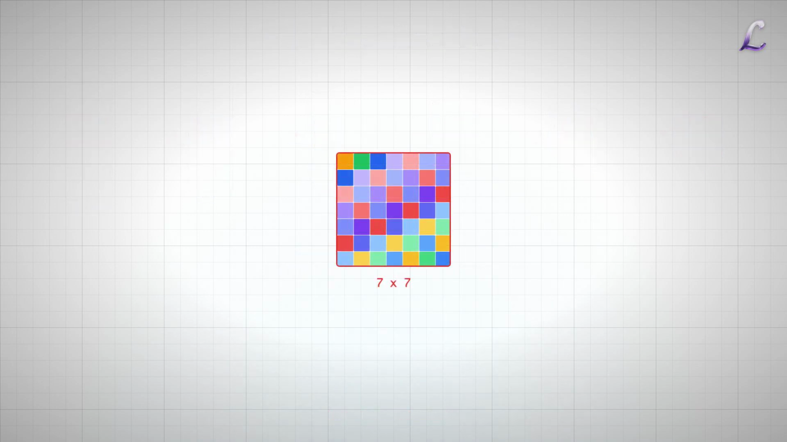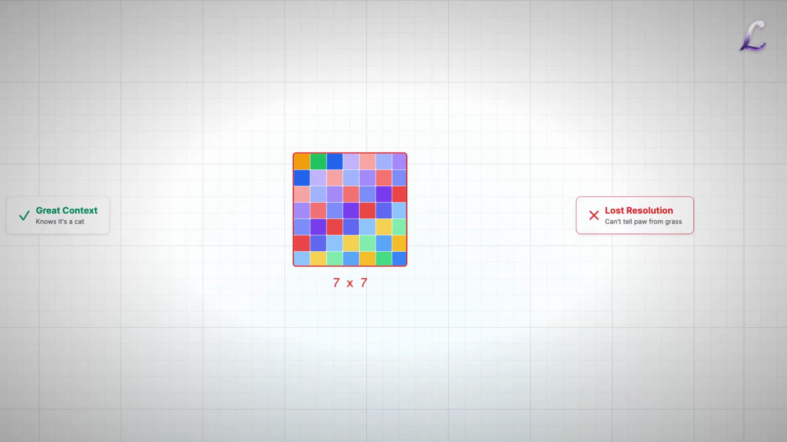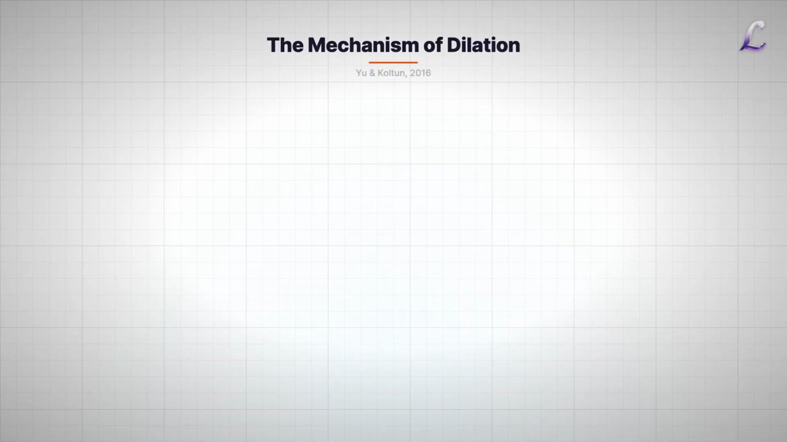Previous attempts tried to fix this by upsampling, basically trying to guess the missing pixels. But what if we didn't have to shrink the image in the first place? This brings us to the core innovation of the paper, the dilated convolution. Let's look at the math.